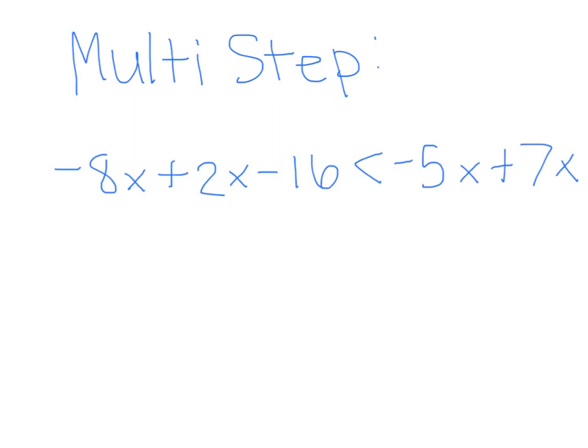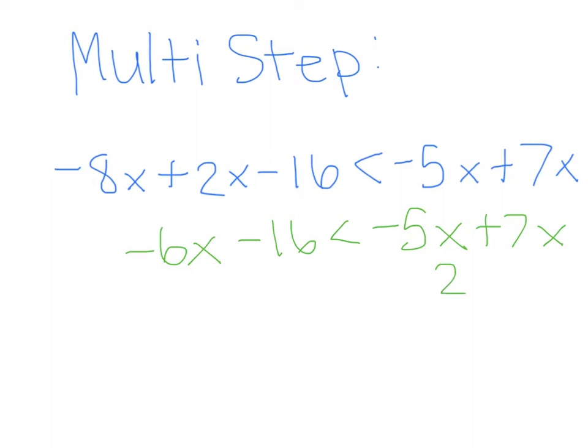So for the multi-step, first you have to combine like terms. You have to combine -8 and +2, which should get -6x. Now you have to combine -5x and 7x, which should give you 2x.